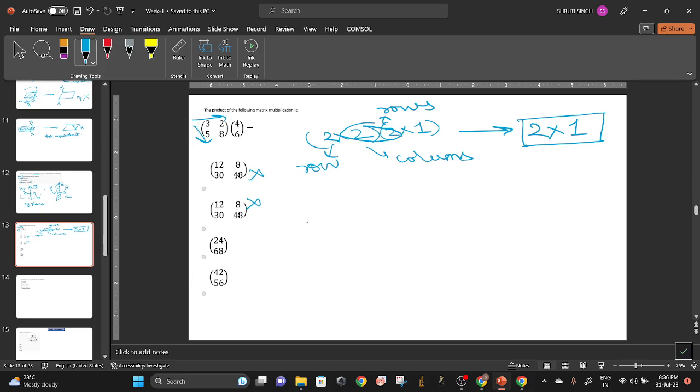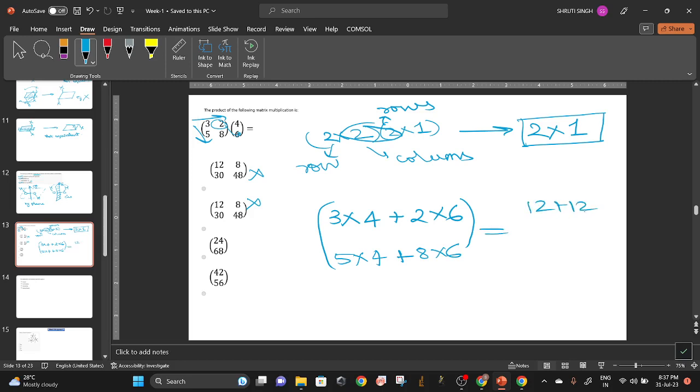Now let's multiply. First we will multiply 3 by 4 and then add, then we will multiply 2 by 6. This is my first element. The second element will be 5 multiplied by 4 plus 8 multiplied by 6. Now you can do the maths. 12 plus 12, and 20 plus 48. So the answer is the third one, C. I hope you are familiar with matrix multiplication and all.